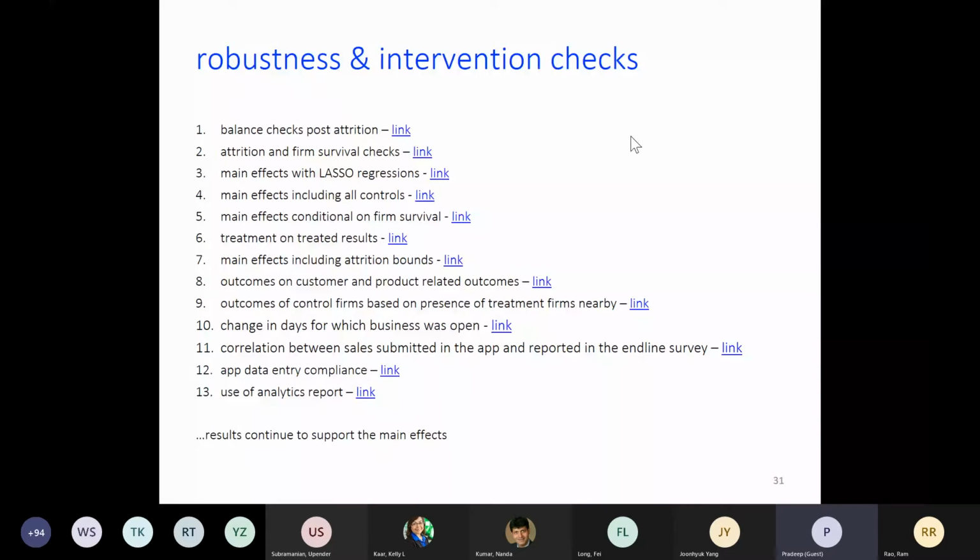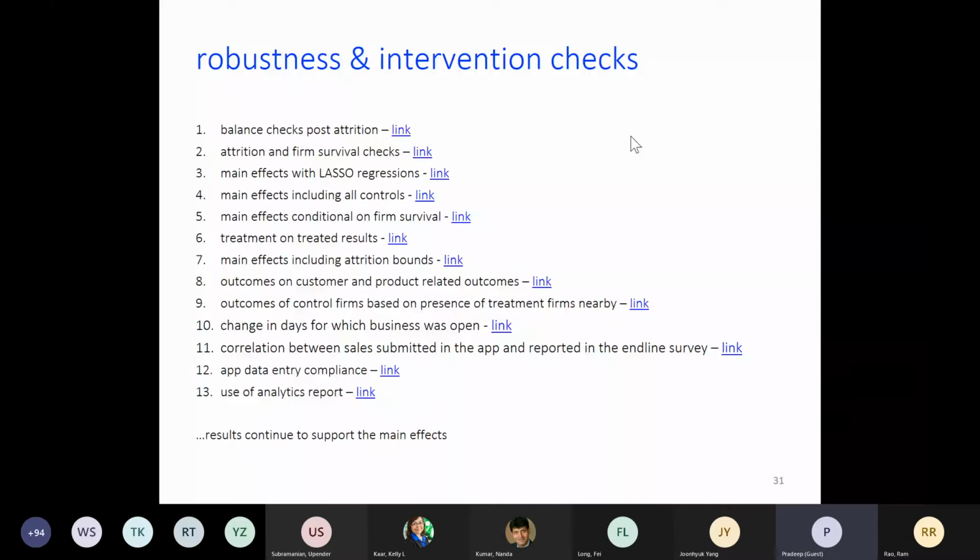The other thing that you might be concerned about is, look, if these firms are all located close together, we tried to make sure that they were not. But if the treatment groups and the control groups were located close together, perhaps the control groups that are closer to the treatment groups suffered due to competition.